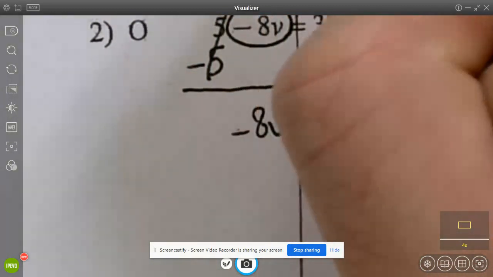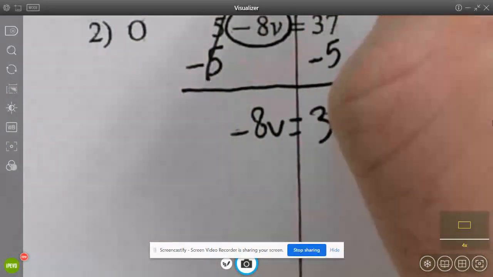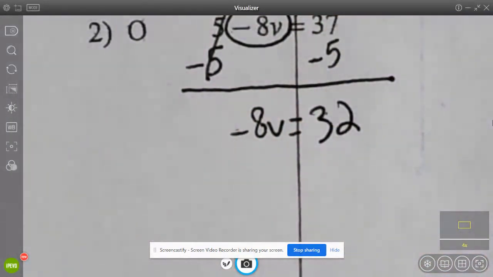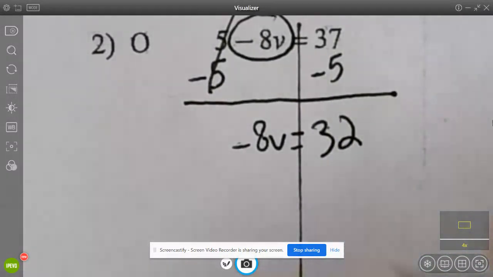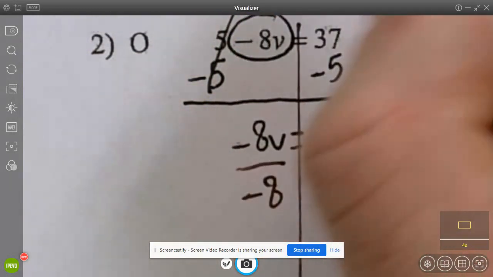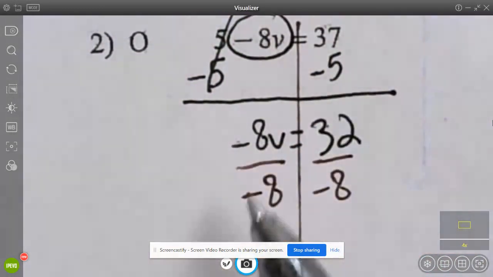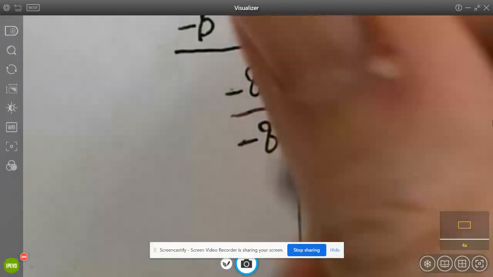And I know I'm going kind of quick through this, so if I'm going too quick, just feel free to pause so you can catch up. 37 minus the 5 is going to be 32. And then how to get rid of this negative 8? We're going to divide by negative 8 on both sides to get rid of multiplying here. We're going to divide by negative 8. Divide by negative 8.